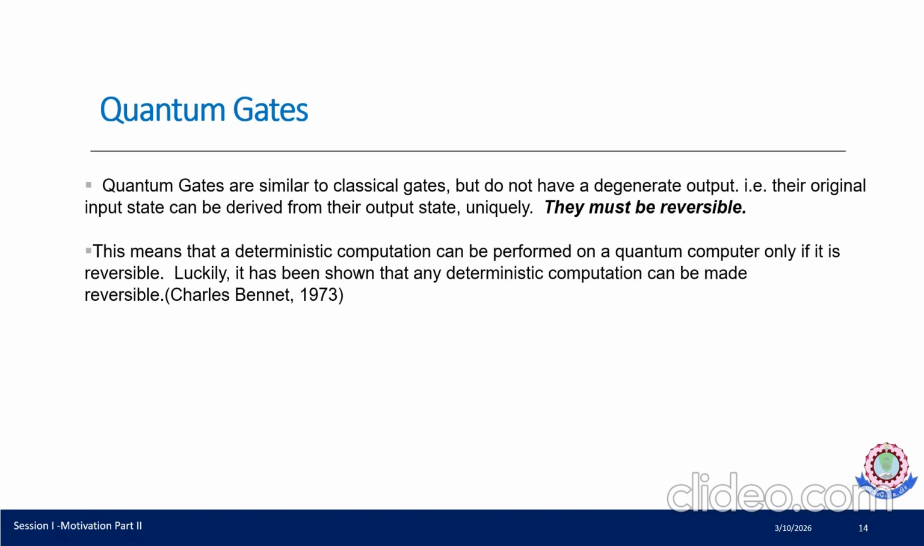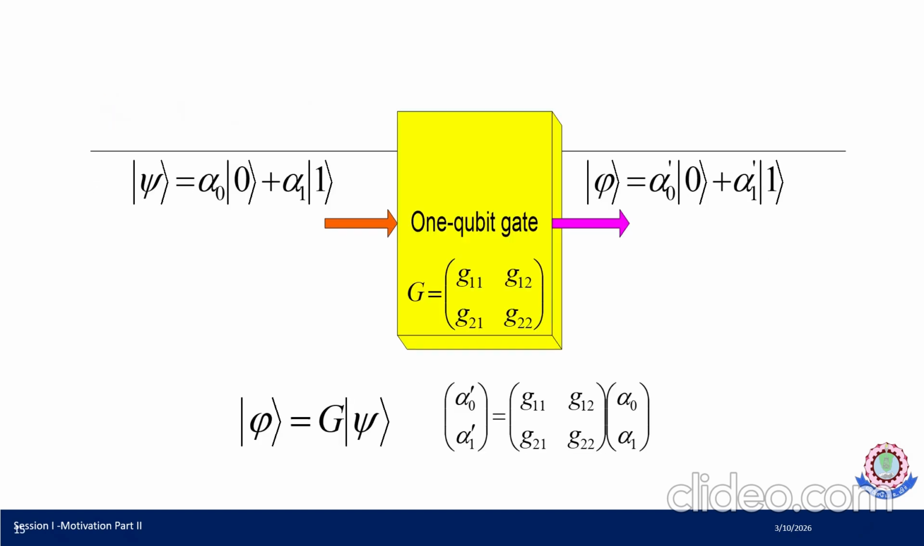Quantum gates. Quantum gates are similar to classical gates, but we do not have degenerate output. That is, their original input state can be derived from their output state uniquely. They must be reversible. This means that deterministic computations can be performed on a quantum computer only if they are reversible. Luckily, it has been shown that any deterministic computation can be made reversible.